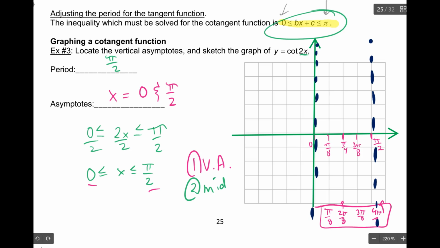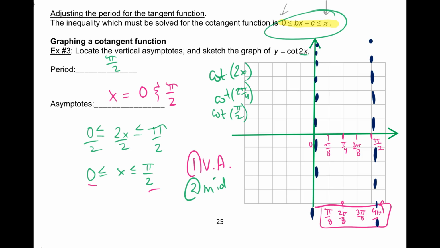So let me find what cotangent will be at pi over 4. So y equals cotangent of 2x. So cotangent of 2 times pi over 4, because I'm doing my halfway point, that's just going to be cotangent of pi over 2. So think about what are our sine and cosine values.